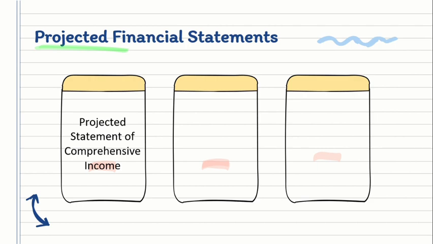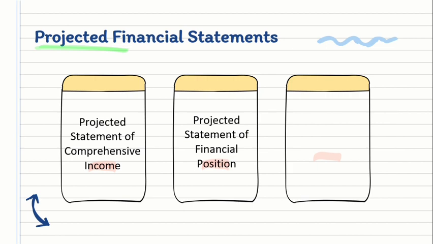If you remember, we made budgeted sales previously. So, the contents of that will be placed in the projected statement of comprehensive income.